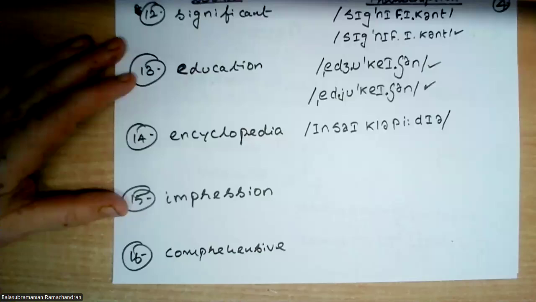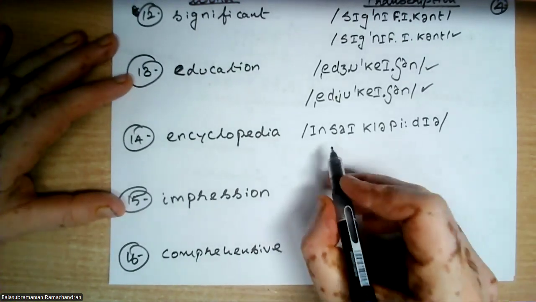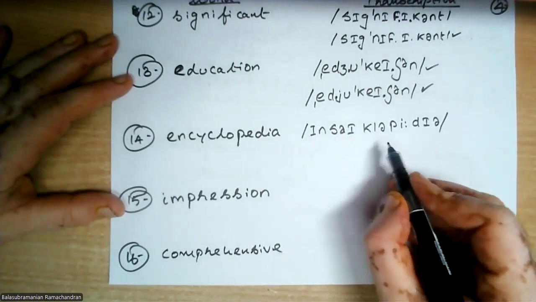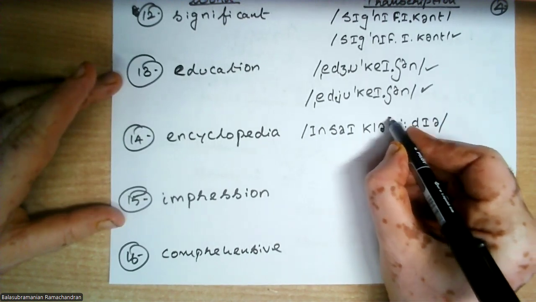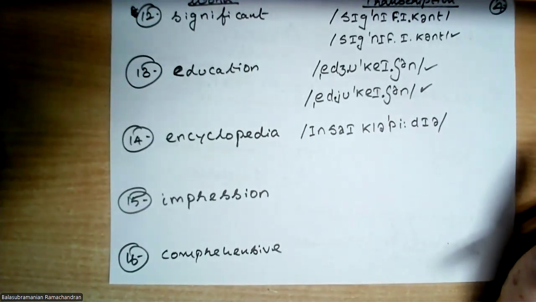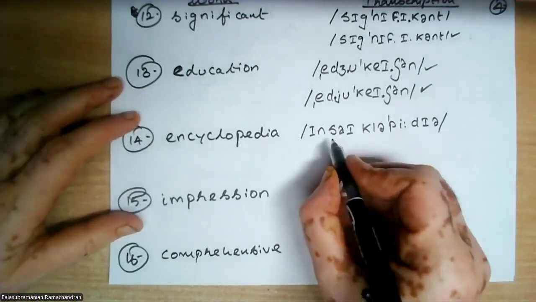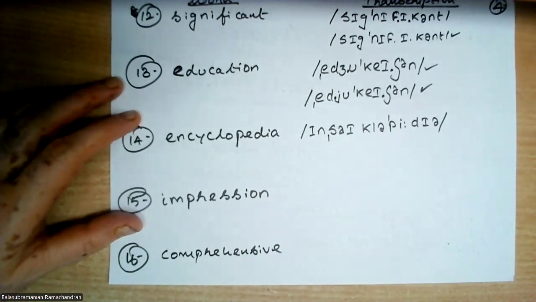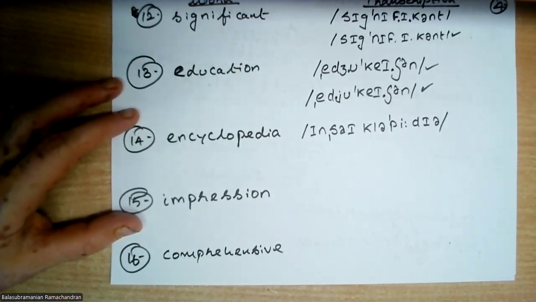Okay. So it is encyclopedia. From the way I pronounce it, you will understand that the P syllable has the primary stress. There will be another stress also. Just guess where it is here. The secondary stress syllable is psi. Okay, so it is encyclopedia.